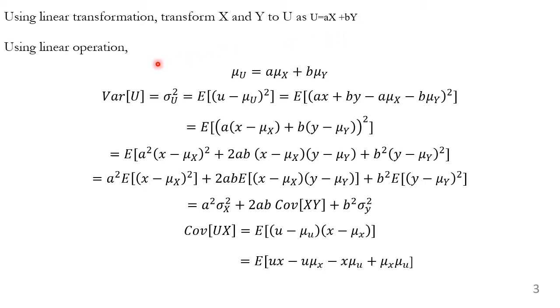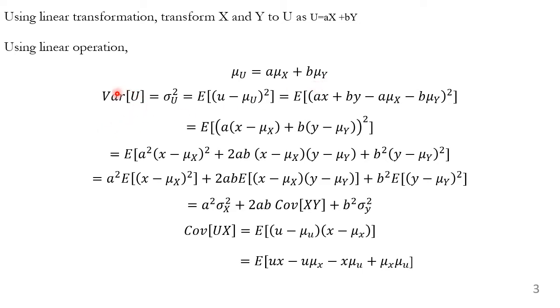We have studied linear operation earlier, so we can write the mean of U, mu u, as a times mu x, a times the mean of X, plus b times mu y, b times the mean of Y.